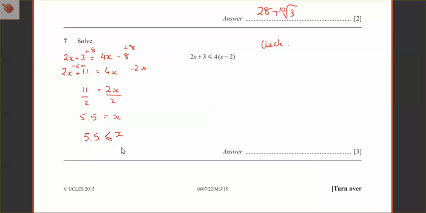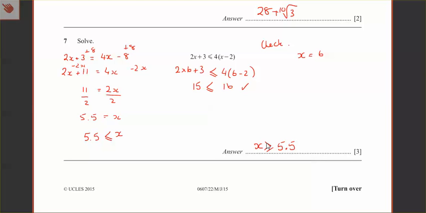5.5. But that means for this to be true, x has to be something greater than 5.5. So I'm going to try when x equals 6. I'm going to do 2 times 6 plus 3 should be less than or equal to 4 times 6 minus 2. And if this is true, we're okay. So I've got 12 plus 3 is 15, should be less than or equal to 4 times 6 makes 16, and it is, so we're happy that x should be greater than or equal to 5.5.